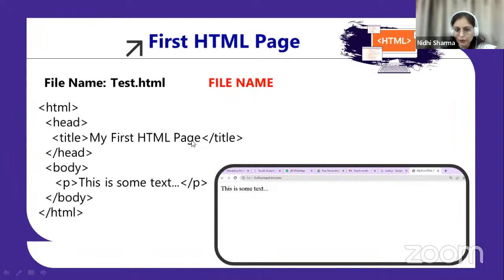So whatever we write in the title tag will be displayed in the title bar of the web browser. Whatever we write in the body section will be displayed on the main page. Over here we have used, this is some text. So that is displayed in the main window of the web browser.